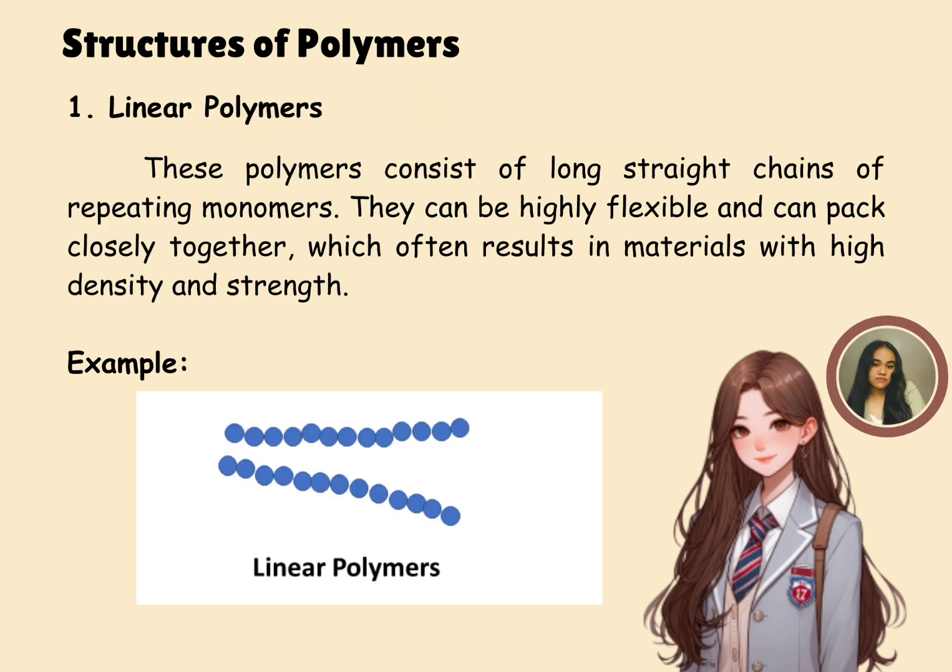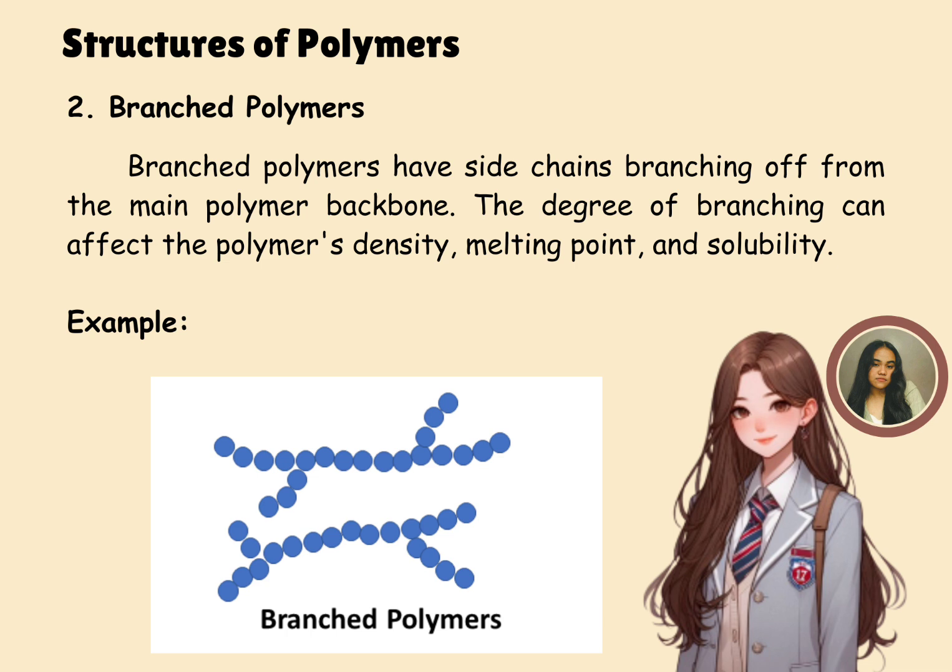There are four types of structures of polymers. First is linear polymers. These polymers consist of long straight chains of repeating monomers. They can be highly flexible and can pack closely together, which often results in materials with high density and strength. The example is below. The second type of structures of polymers is branched polymers. Branched polymers have side chains branching off from the main polymer backbone. The degree of branching can affect the polymer's density, melting point, and solubility.